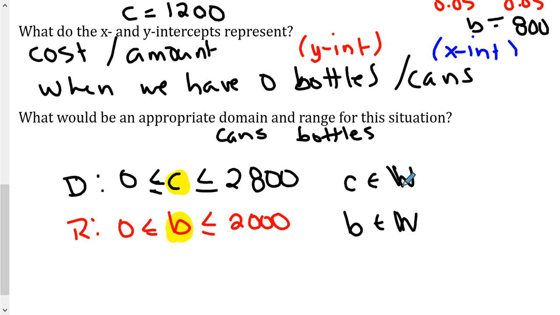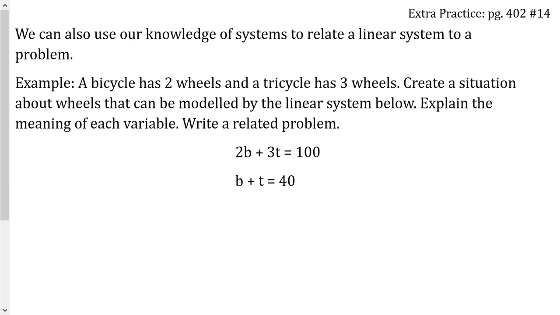So let's look at the last question. We can also use our knowledge of systems to relate a linear system to a problem. A bicycle has 2 wheels and a tricycle has 3 wheels. Create a situation about wheels that can be modeled by the linear system below. So we've got our system already. Let's talk about what it might be referring to.